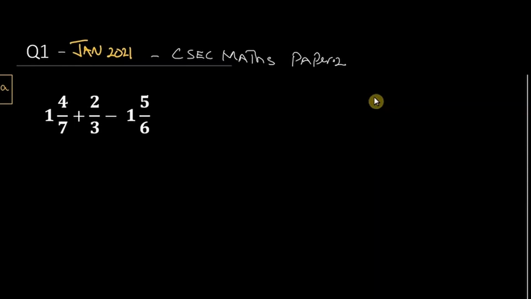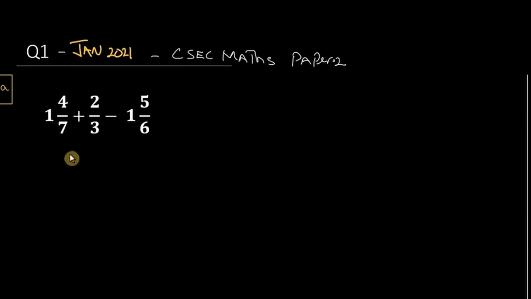Hello everyone. Today we're going to take a look at the January 2021 past paper. First, fractions, question number 1A. Here we see that we have two operations, an addition and a subtraction operation. This can be done in any order, so let's just proceed.